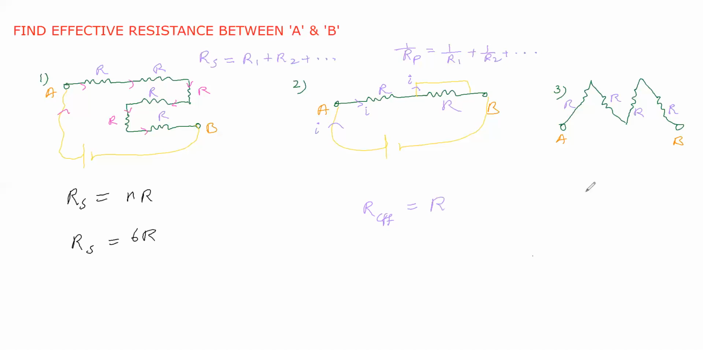Now let us go to problem 3. To find whether this combination is series combination or parallel combination, we have to connect A and B to the battery. We have to assume. Now see here, the current passing through all the resistors is the same, so all the resistors are in series combination. Here, how many resistances are there? 1, 2, 3, 4. 4 resistances are there.